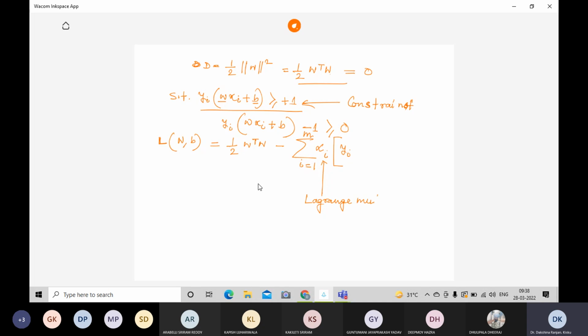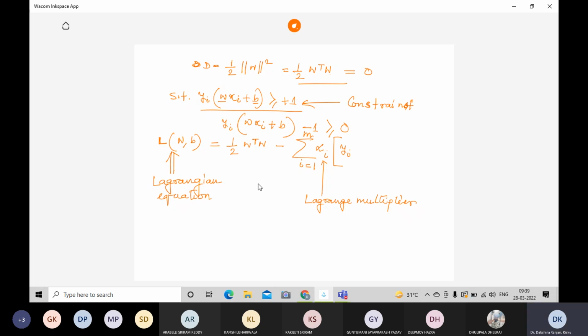Lagrange multiplier. Okay, and this equation is known as the Lagrangian equation. So this Lagrangian equation is used to minimize the W and maximize the bias.